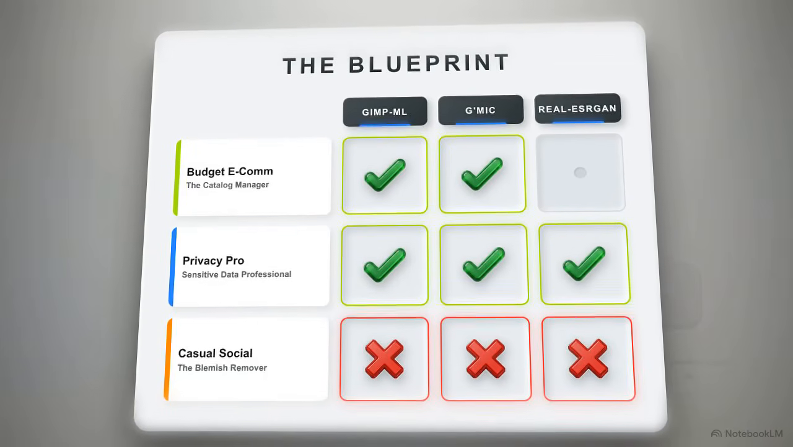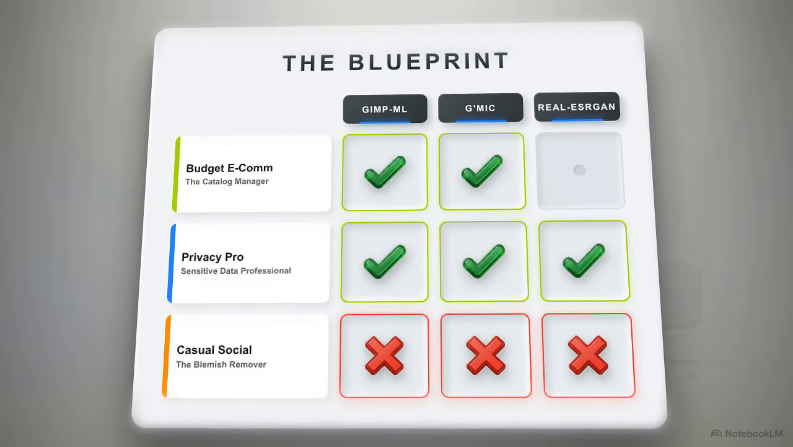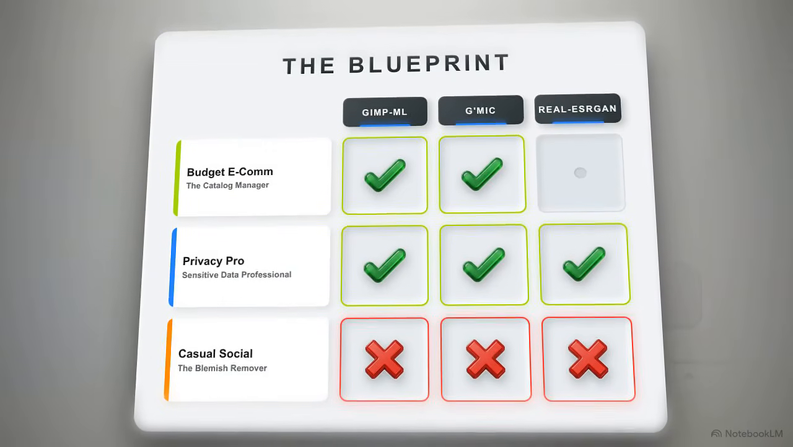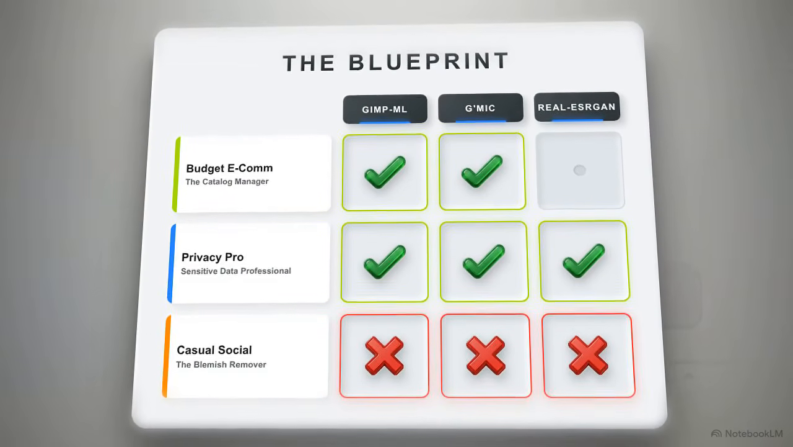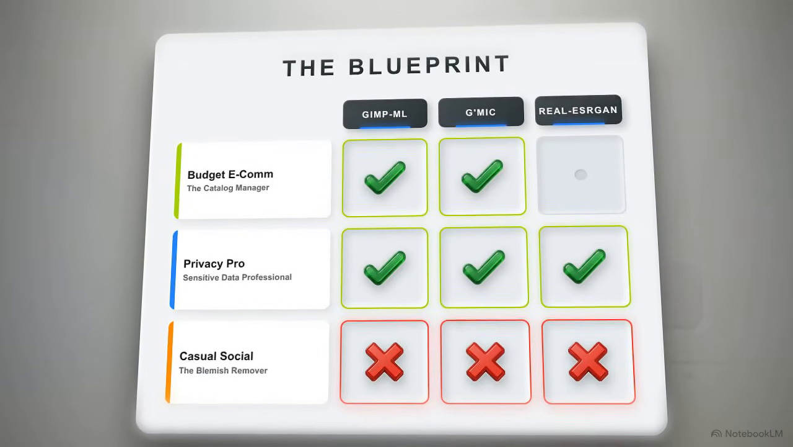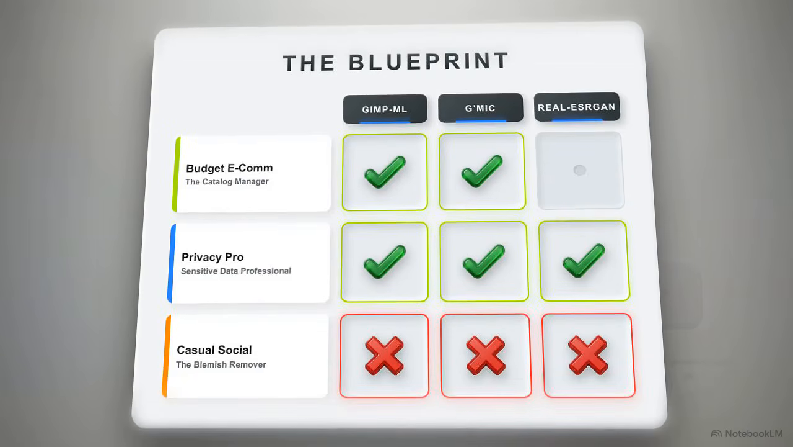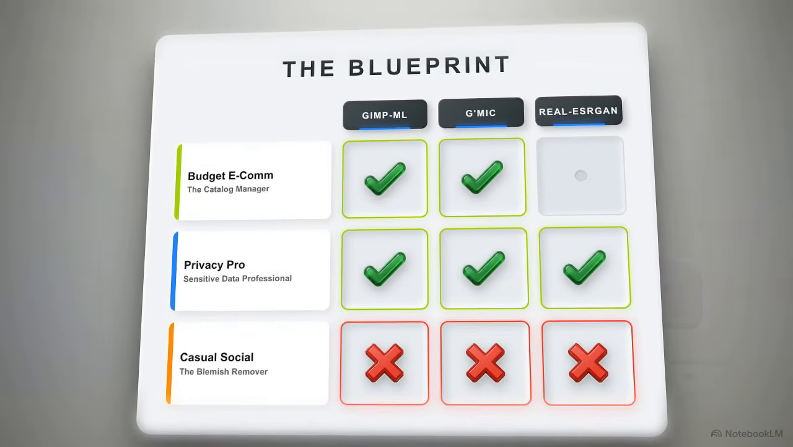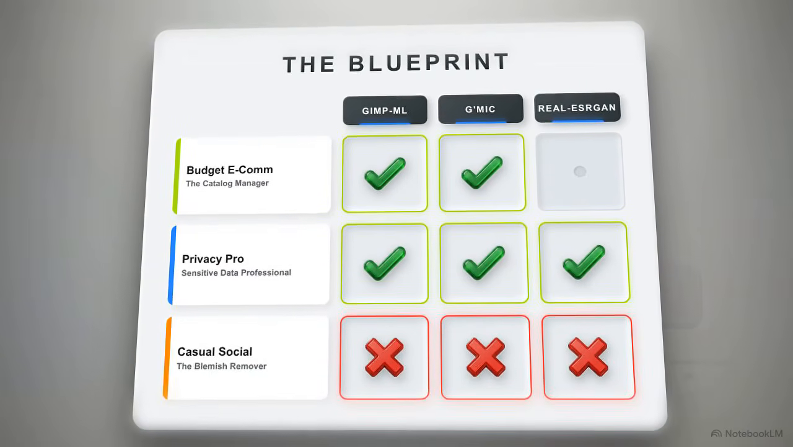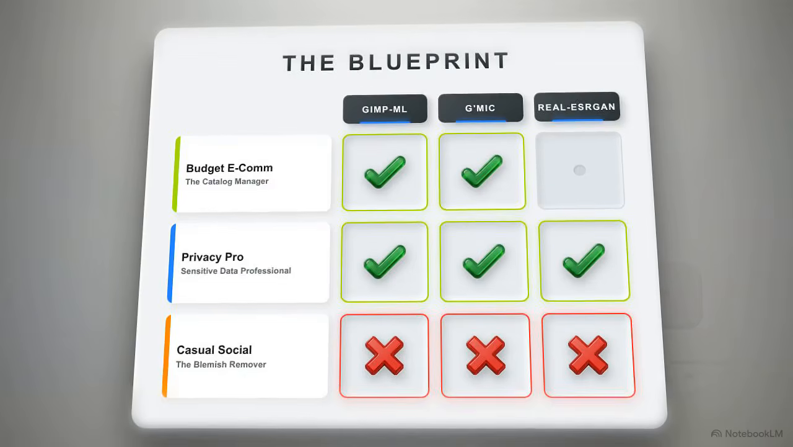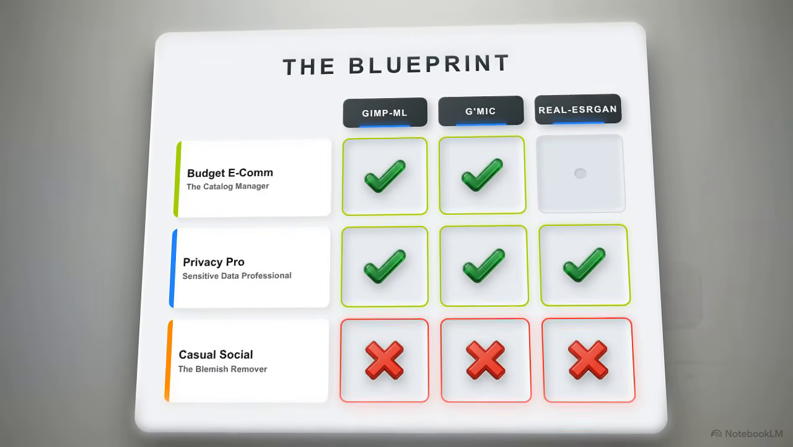Next is the privacy-focused professional, handling unreleased product shots or sensitive client portraits. They must adopt the entire offline stack, including the external upscalers, to guarantee that no proprietary data ever touches a third-party server. Finally, there is the casual user who just wants to remove a blemish for a social media post. They should reject this modular ecosystem entirely. For them, wrestling with Python dependencies and plugin folders is a terrible return on investment.